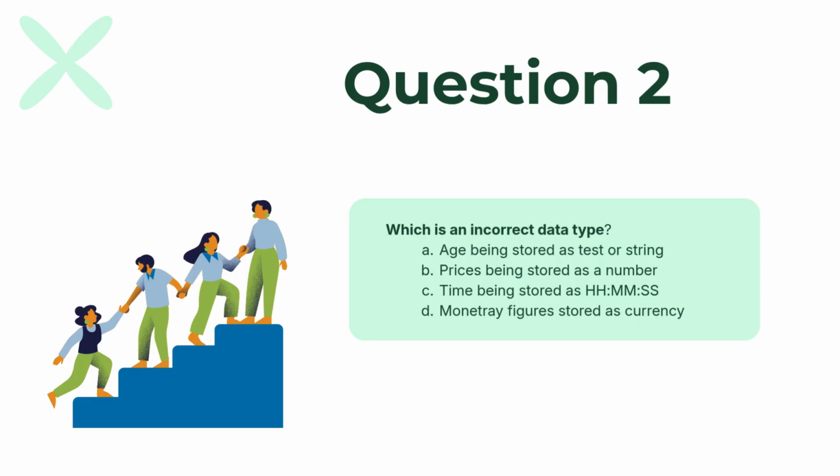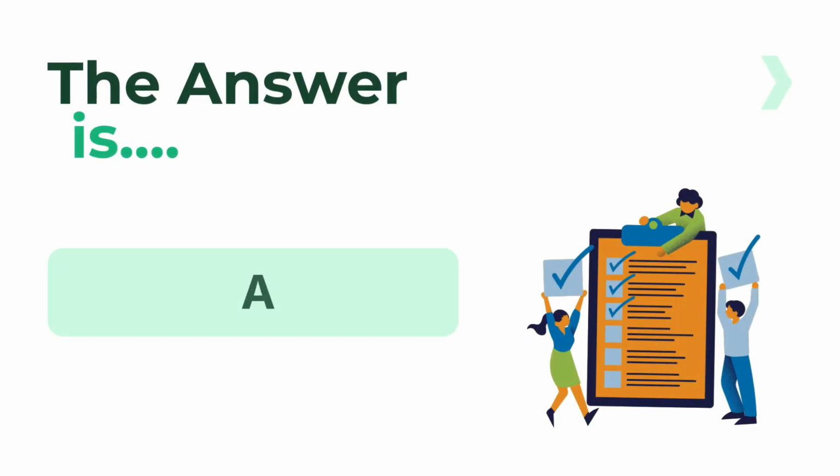Question 2. Which of the following is an example of incorrect data type? A. Age being stored as a text or a string. B. Prices being stored as a number. C. Time being stored as hours, minutes, seconds. Or D. Monetary figures stored as currency. The answer is A. Age being stored as text or a string.